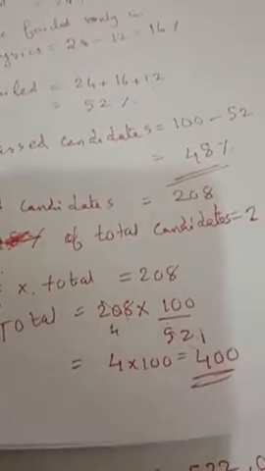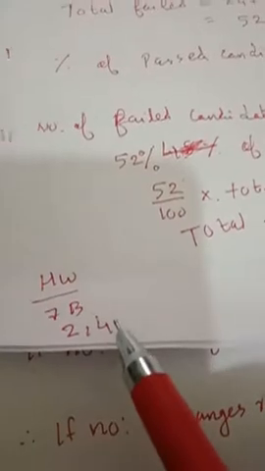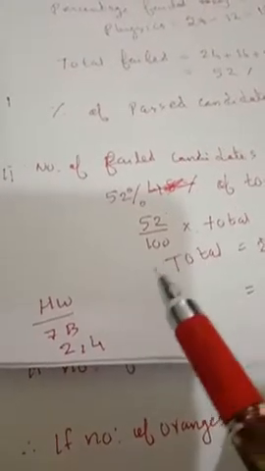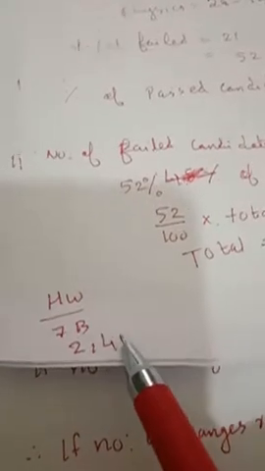Then mark the homework. Homework is exercise 7B, question number 2 and 4. Same type, you have to do it yourself. Try to do it yourself, and if any doubt is there, you can ask me. Some differences are there, but same type. Read the question 3 or 4 times, then try to do this.